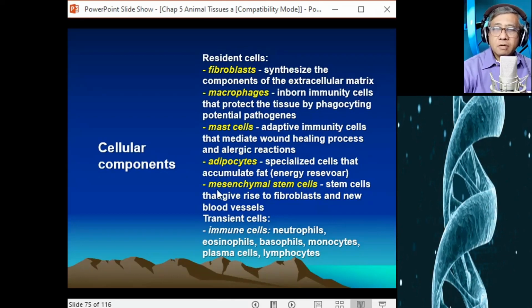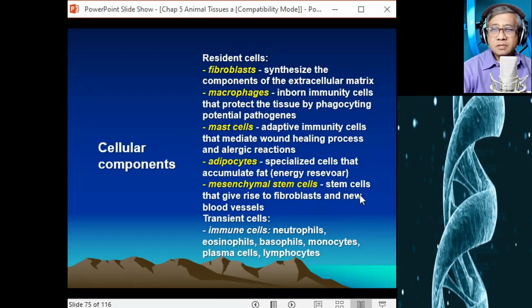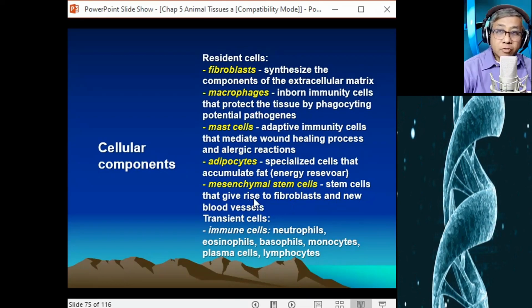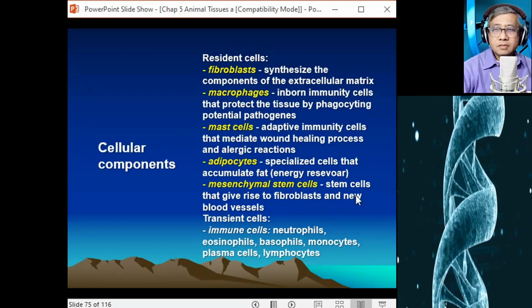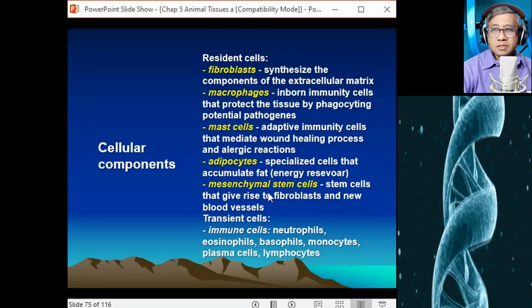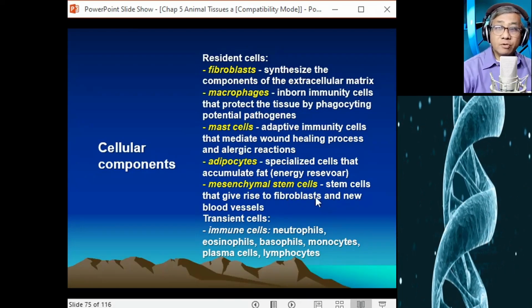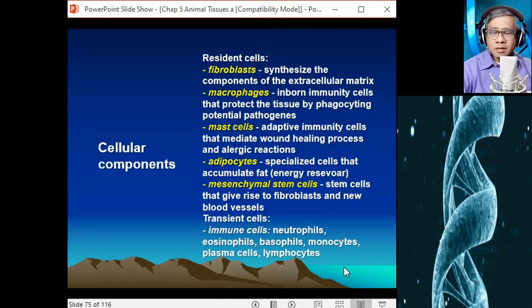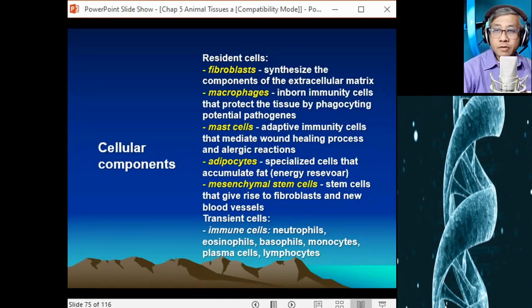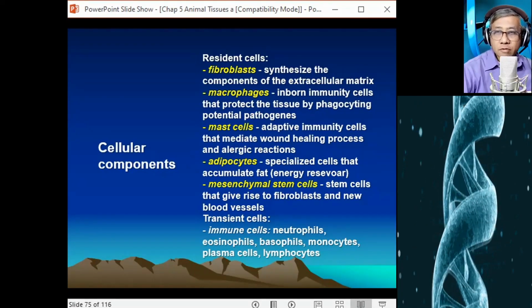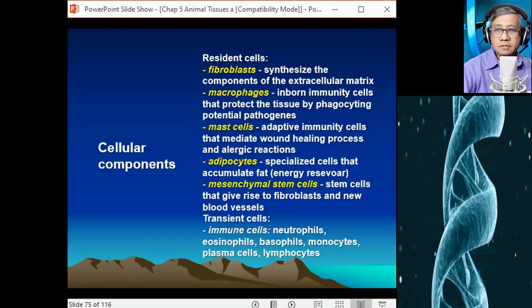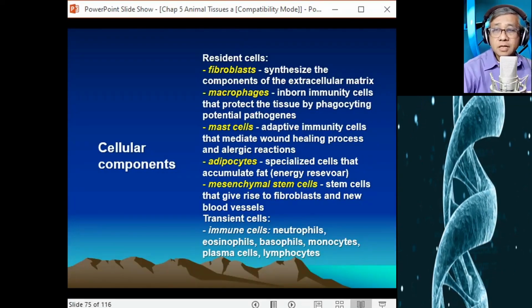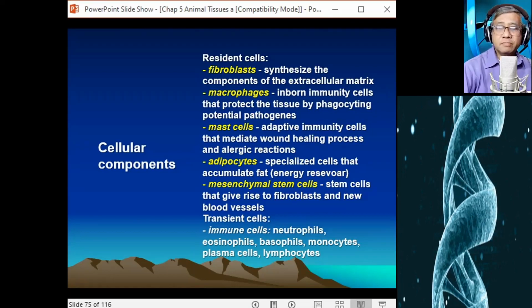Okay, and we have mesenchymal stem cells that give rise to fibroblasts and new blood vessels. So these mesenchymal stem cells produce the fibroblasts. Transient cells, so ito yung mga parang dumadaan lang na cells, like neutrophils, yung mga white blood cells like neutrophils, eosinophils, basophils, monocytes, lymphocytes.